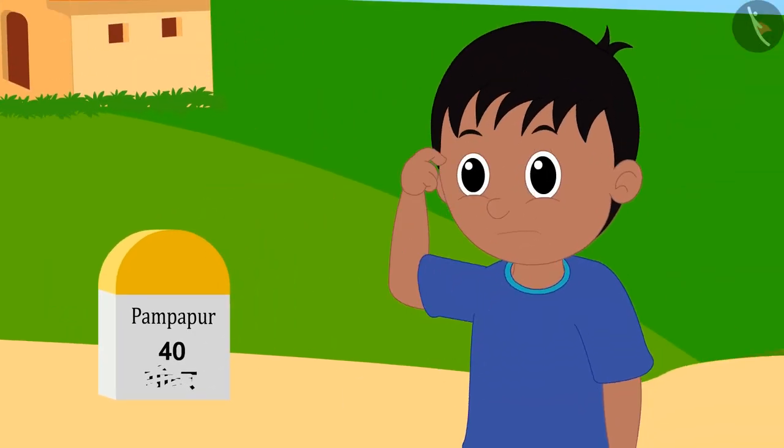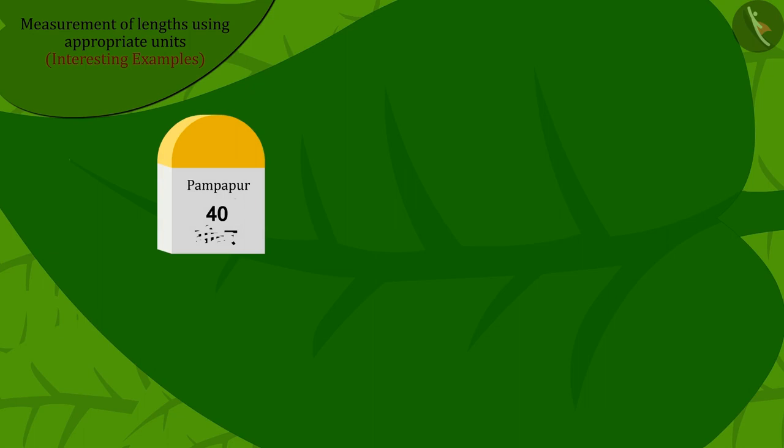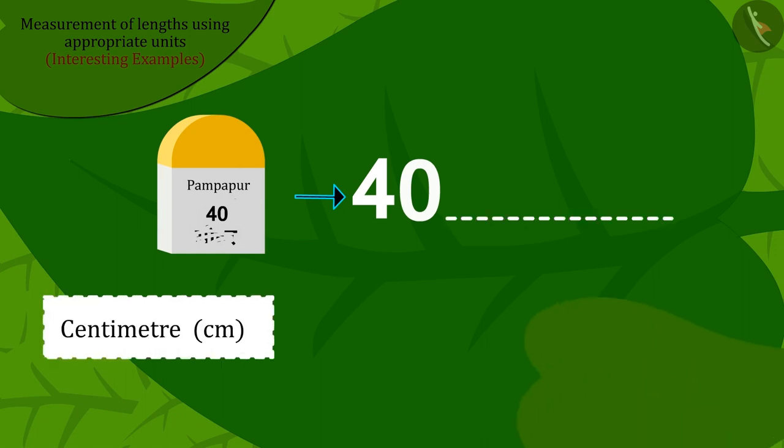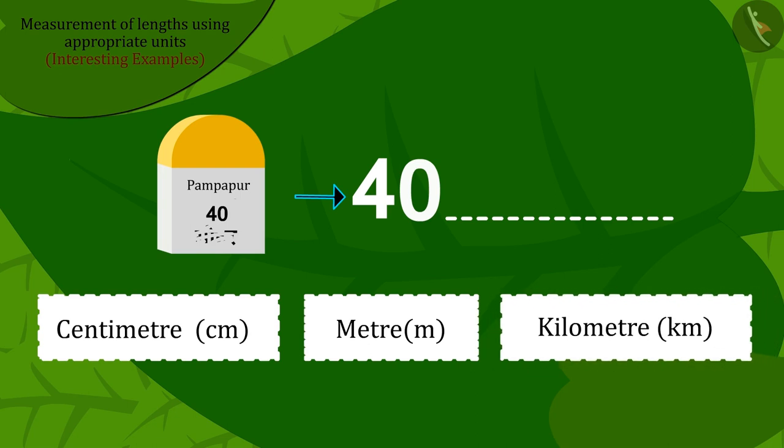Raju started thinking that the distance from Pampapur to there was written on that stone. Now which unit should be written in front of 40 so that the people going there can get the correct idea of distance to Pampapur? Kids, can you help Raju?